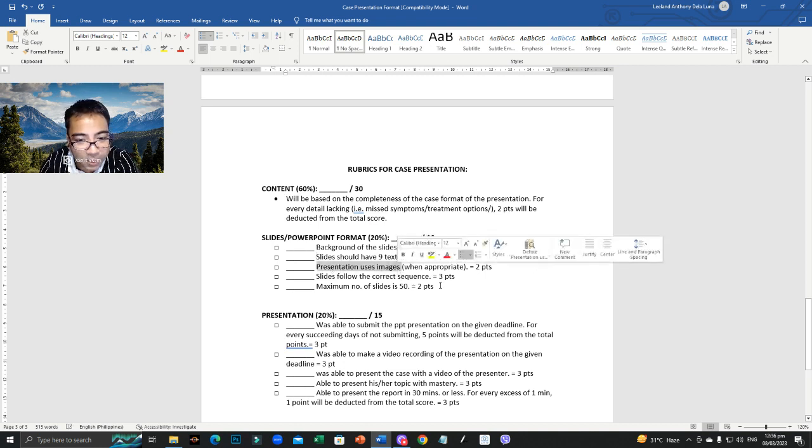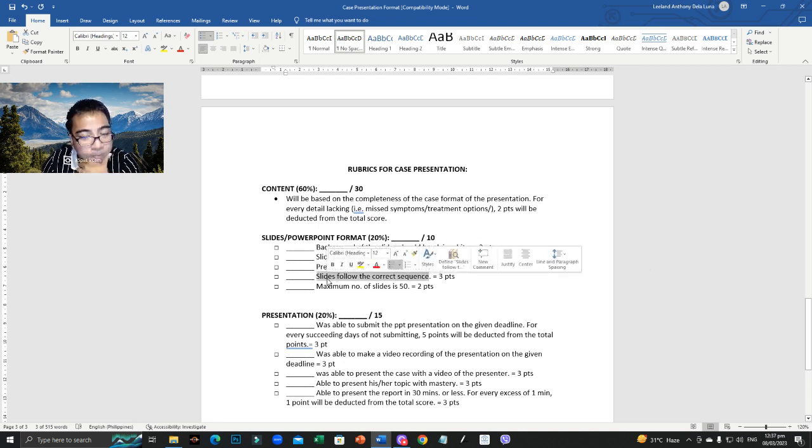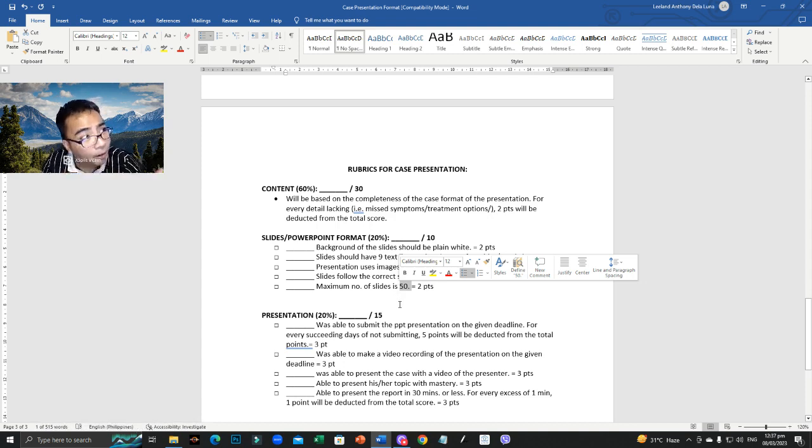Then, presentation uses images when appropriate. Okay, let's say, for example, pakita ka ng ECG or whatever. Okay, whatever graphics you want to put in your slides. So, again, plain white background lang tayo. Slides follow the correct sequence. Okay, so this one, class, would of course be based on how you present your case. So, sequence, diba? Case, pathophysiology, clinical guidelines, SOAP analysis, so on and so forth. Then, the maximum number of slides, class, should be 50. Yan ay maximum. Okay? If it's less than that, okay lang din naman sa akin. Basta not more than 50.